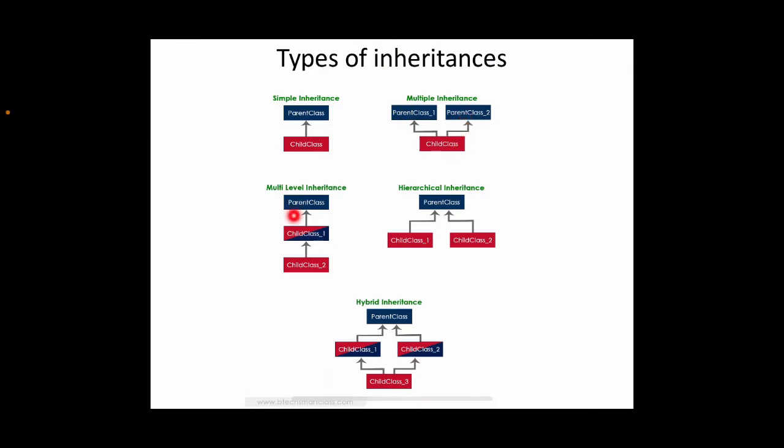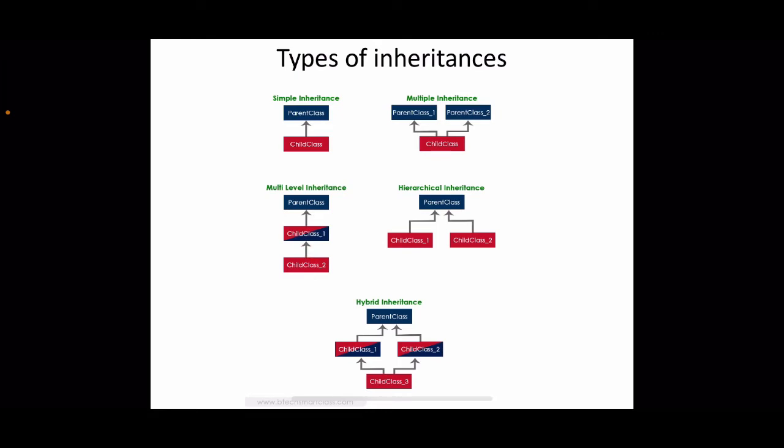Now coming to multi-level inheritance, different levels of inheritance. You can think about a grandfather class here. Father is the child. So father inherits from grandfather, child inherits from father. So child in turn inherits from grandfather. So that is multi-level. Any number of levels can be there in multi-level inheritance.